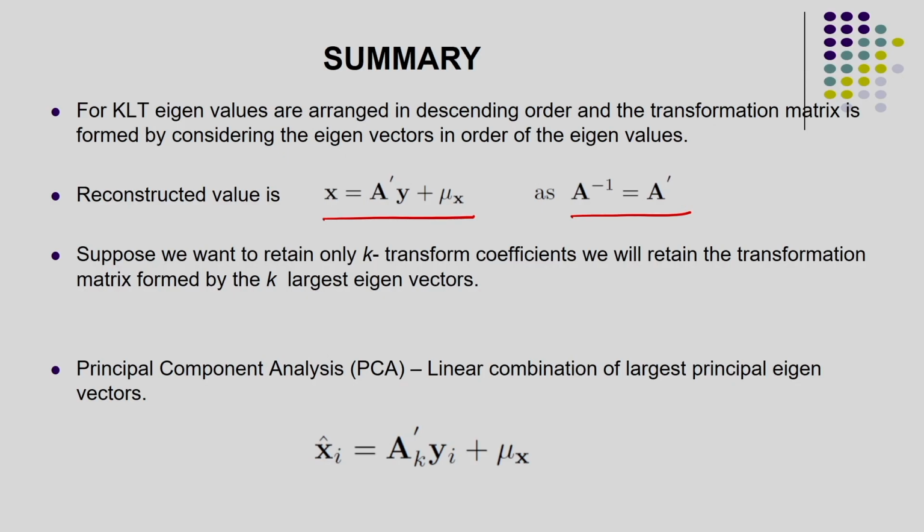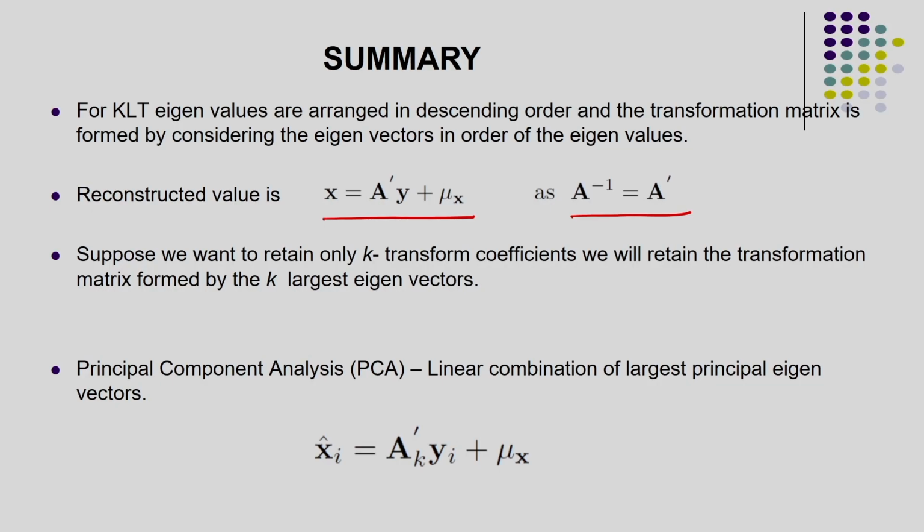Suppose we want to retain only k transform coefficients. We will retain the transformation matrix formed by the k largest eigenvectors, and based on this I can define one transformation, that is the principal component analysis, which is nothing but the linear combination of the largest principal eigenvectors. So this is the definition of the principal component analysis, and this is the summary of the KL transformation.